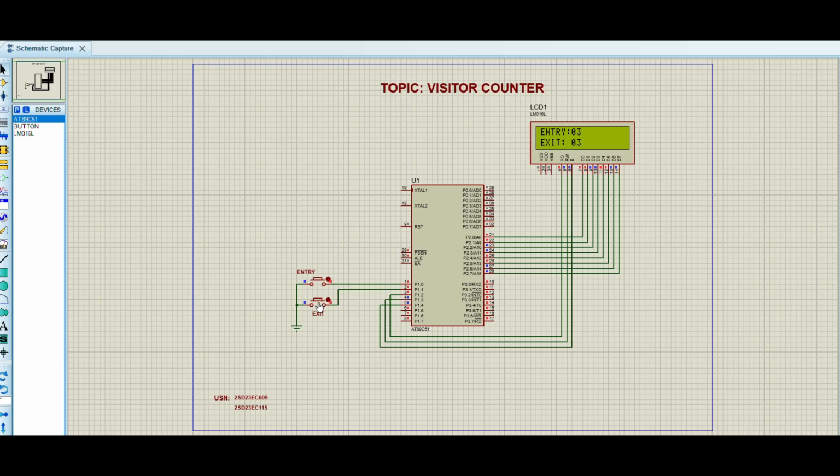This is entry. If a person enters, it will sense and show the entry count. And this is exit, which shows the exit count. And this is the basic overview of our project.